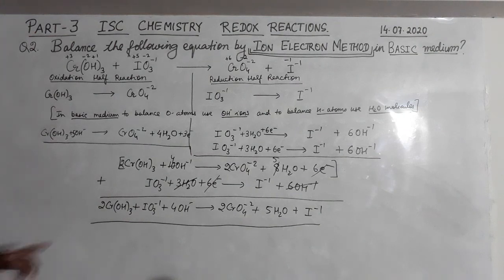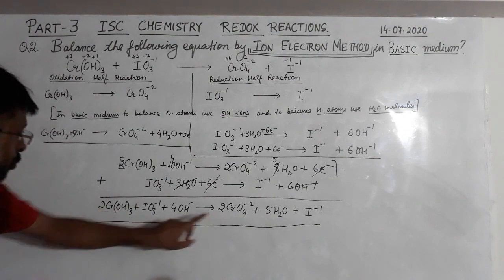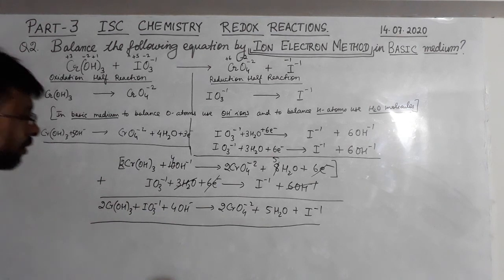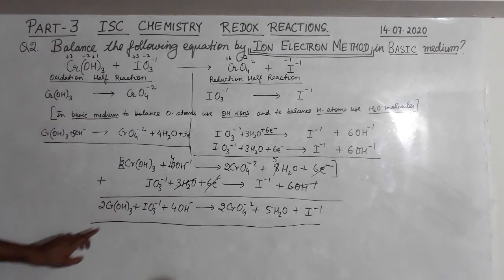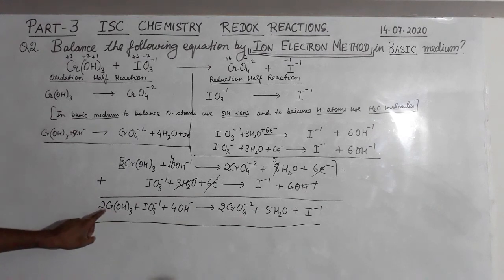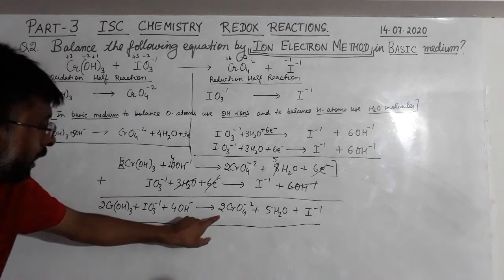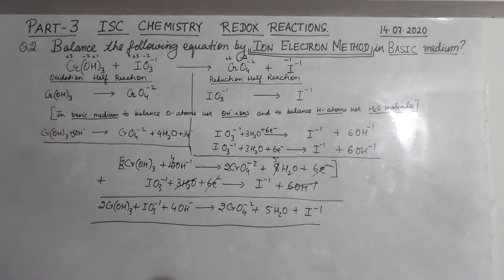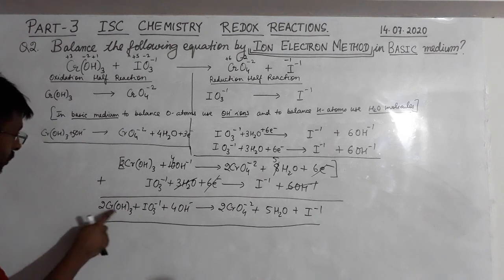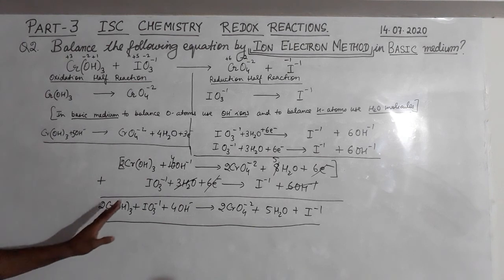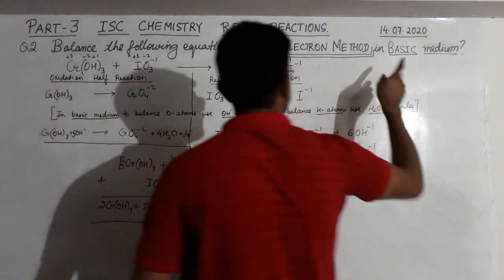Check it once more. Chromium 2, chromium 2. Oxygen is 3 plus 3, 6 plus 4, 10. Oxygen is how much? Just check properly. Oxygen is, 3 to the 6, 7, 8, 9. 9 plus 4, 13. 4 to the 8 plus 5, 13. That's correct. Now hydrogen is 3. 3 to the 6 plus 4, 10. Hydrogen is 10. Okay, now everything looks balanced. So this is how we are going to balance ionic equations by the ion electron method in basic medium.